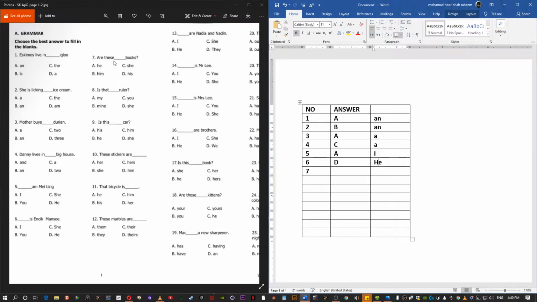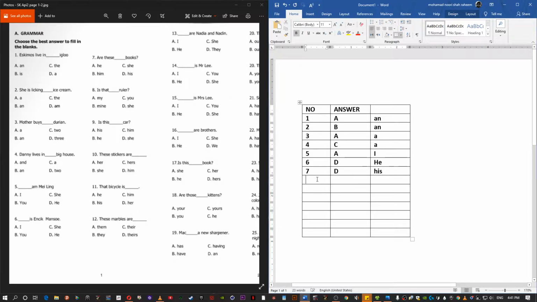Okay, number 7. Are these books? He, she, him, his. Kat sini kalau tengok, dia merujuk kepada benda, buku eh. Are these dia buku? Tak logik. Are these dia punya buku? His. Alright. So number 7 is also his, D as well.